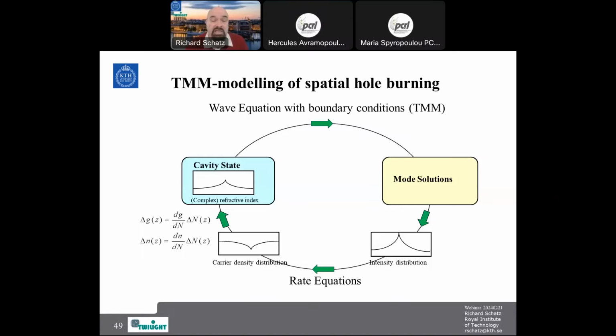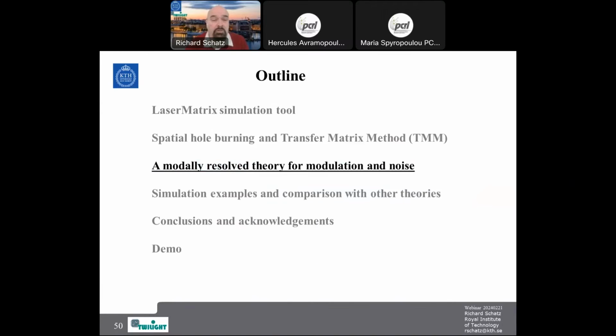In LaserMatrix, in the static model, I assume it will be single mode, and then I get the carrier density distribution. From that carrier density distribution, I calculate all the side modes. However, dynamically, I take into account how all side modes are added together and affect the carrier density together. So the dynamical model is a fully multi-mode model. I will then talk about this mode-resolved theory I use.